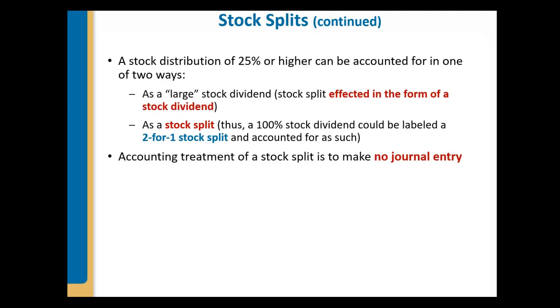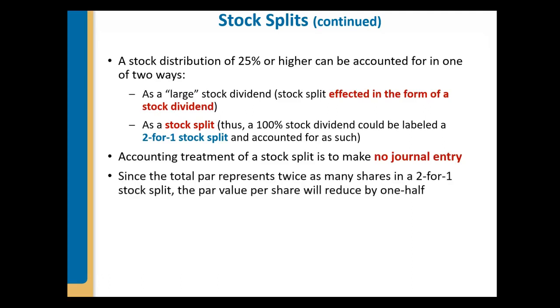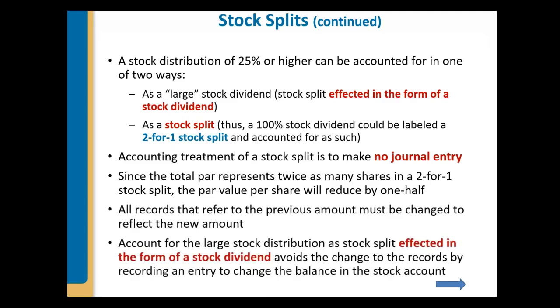A large stock dividend is known as a stock split. A stock distribution of 25% or higher can be accounted for in one of two ways: as a large stock dividend or as a stock split. So a 100% stock dividend could be labeled a 2-for-1 stock split and accounted for as such. Conceptually, the proper accounting treatment of a stock dividend is to make no journal entry. This, in fact, is the prescribed accounting treatment for a stock split.